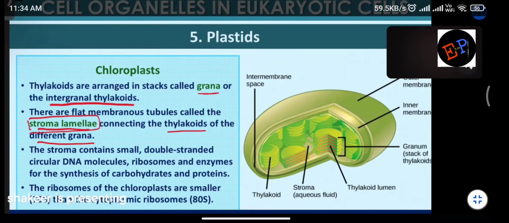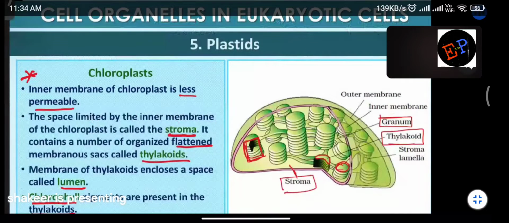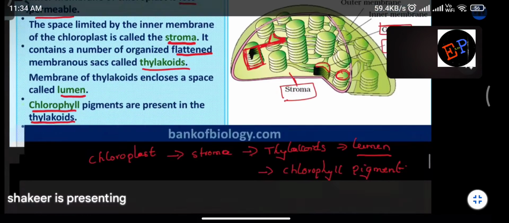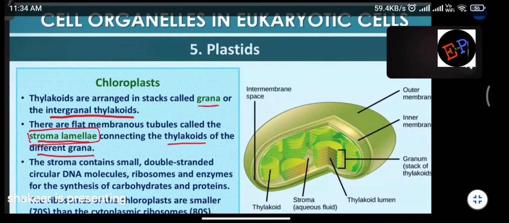In the figure, these structures you are seeing now, what is the function of these structures? They connect one granum to another granum. In the middle they are like tubes. It means the chlorophyll present in one thylakoid is connected to the chlorophyll present in another thylakoid of the next granum. They are connected through tubes called stroma lamellae. This name also you should not forget.